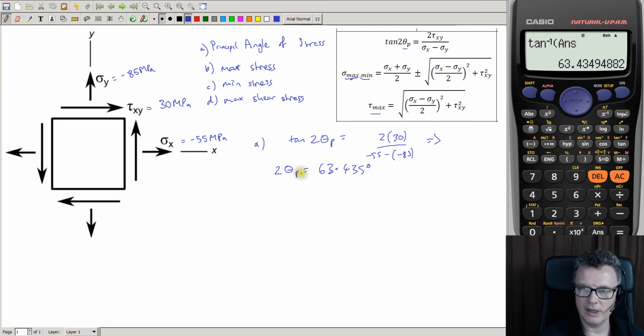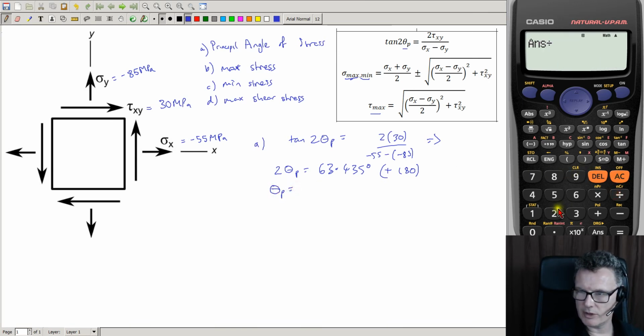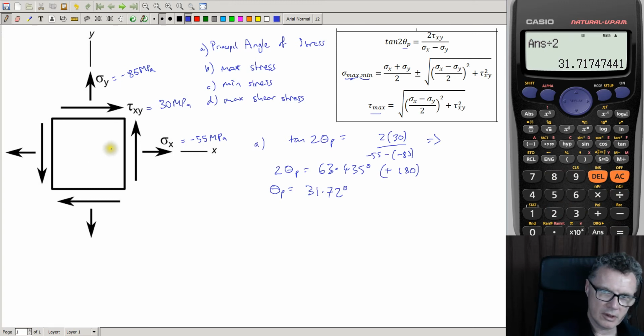Now it's 2 theta p that you have there. If you had a negative number, you might want to add on 180 here. In fact, we could probably do that as well, so we have the option of adding on 180 and then dividing by 2. So you can see that you're going to get an angle theta, which will be the 63 divided by 2, which is going to be 31.72 degrees. So we're kind of going off in this direction.